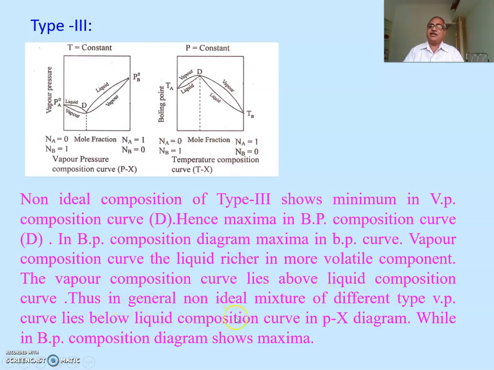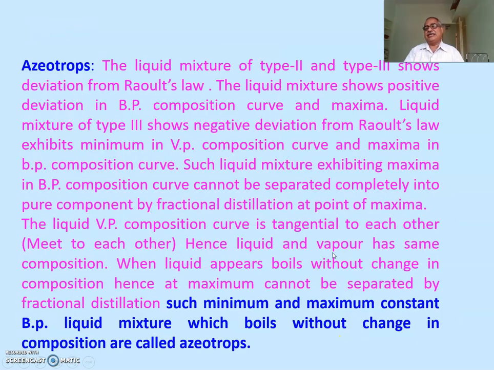Thus in general, for non-ideal mixtures of different types, the vapor curve lies above the liquid composition curve in the boiling point diagram, while showing a maximum or minimum, and the mixture of that composition is known as an azeotropic mixture. Now we are going to see what azeotropes are. In exams, a question may ask: write a short note on azeotropes.